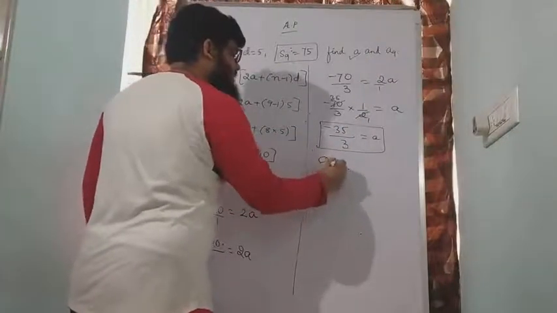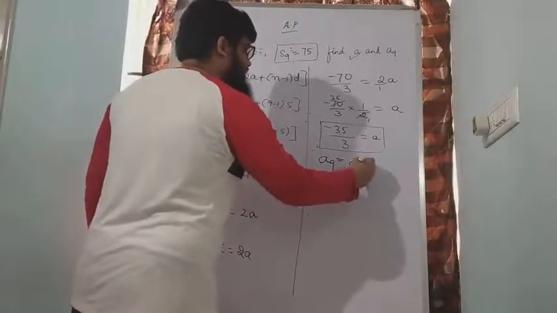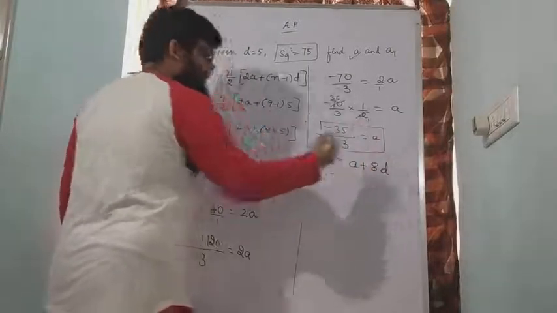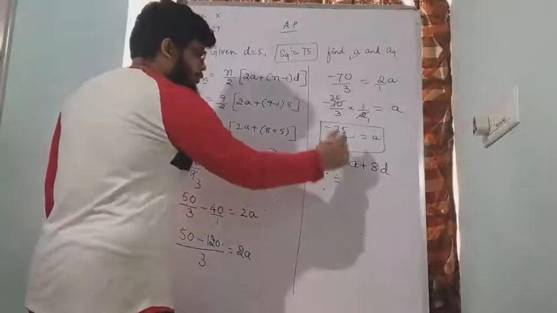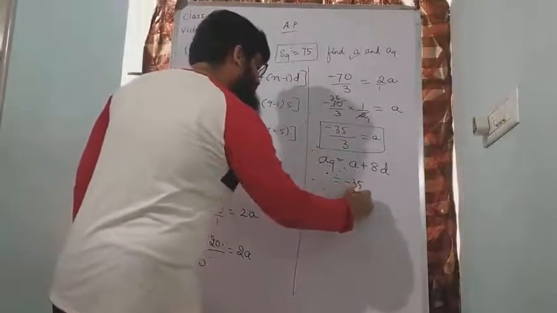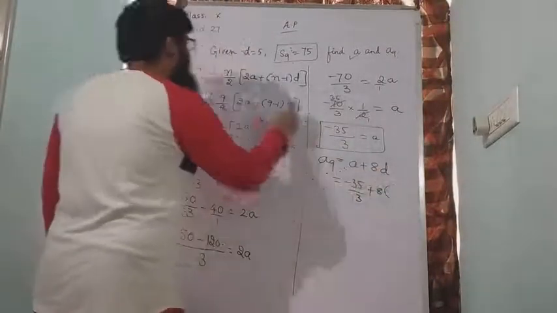Next comes A9. A9 in general form is A plus 8D. Now A I already have, A is minus 35 by 3, plus 8 into the value of D, which is 5.